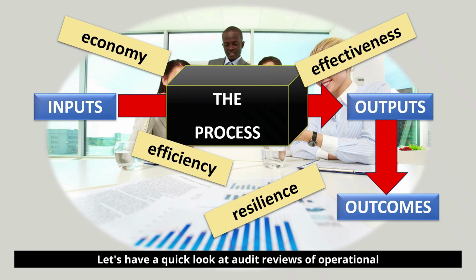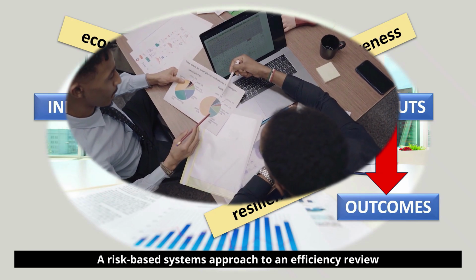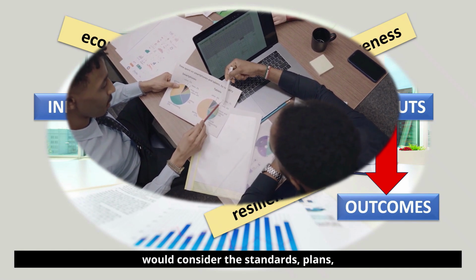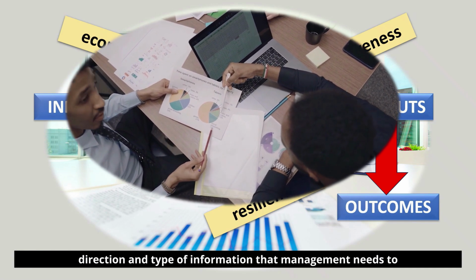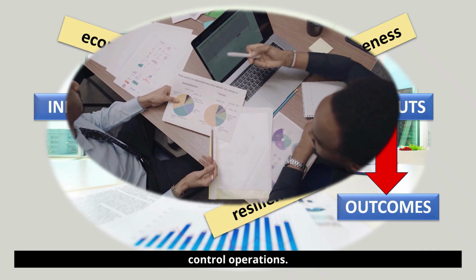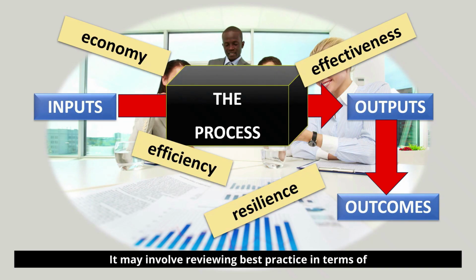Let's have a quick look at audit reviews of operational efficiencies. A risk-based systems approach to an efficiency review would consider the standards, plans, direction, and type of information that management needs to control operations. It may involve reviewing best practice in terms of alternative operational practices, or by isolating specific instances of waste and inefficiency that may be corrected.